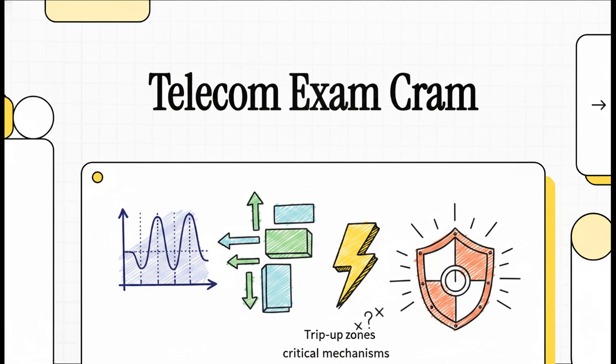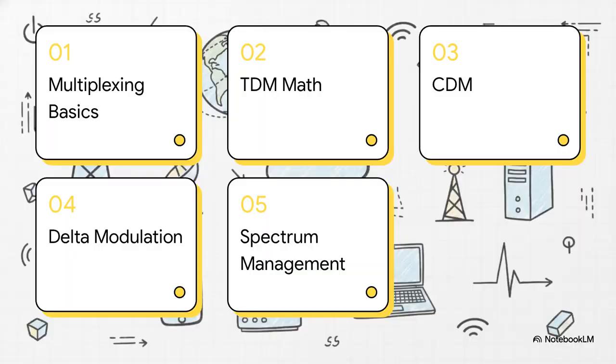If you've ever found yourself confusing the pure math of signal processing with the pure rote memorization of spectrum regulations, well, you're absolutely in the right place. Here's our syllabus for today. We're going to cover 5 critical modules: multiplexing fundamentals, TDM math and configurations, code division multiplexing, delta and pulse modulation, and finally RF spectrum management. Just a quick heads up, the biggest trap here is skipping straight to the math without nailing the basic definitions first, so we're definitely not going to make that mistake.